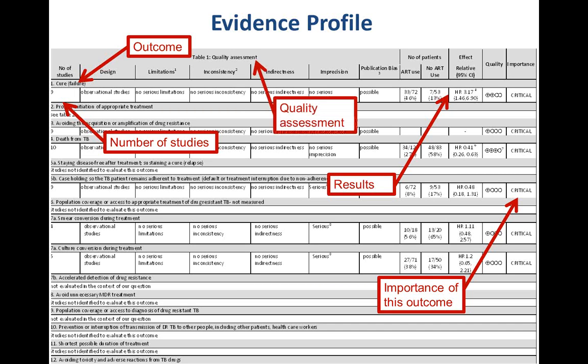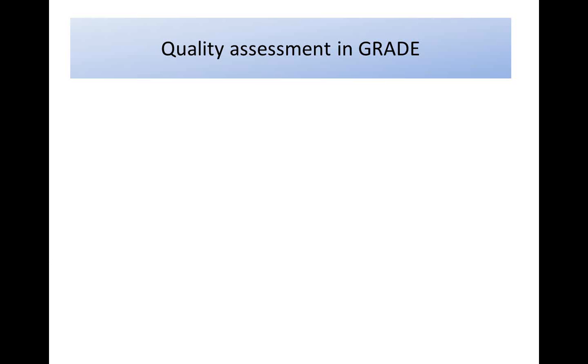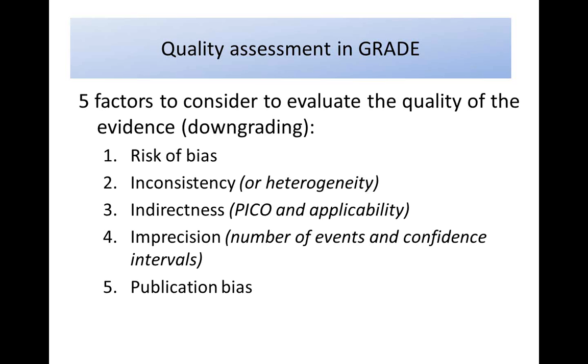And then the 5 columns that you can see, well, in fact it's actually 6, are the quality assessment process that we go through in GRADE. So that's what I want to go through in a little bit more detail now. And then of course at the end we end up with a GRADE rating of very low, low, moderate or high. So how does quality assessment work in GRADE, and how does it differ from the ARC approach?